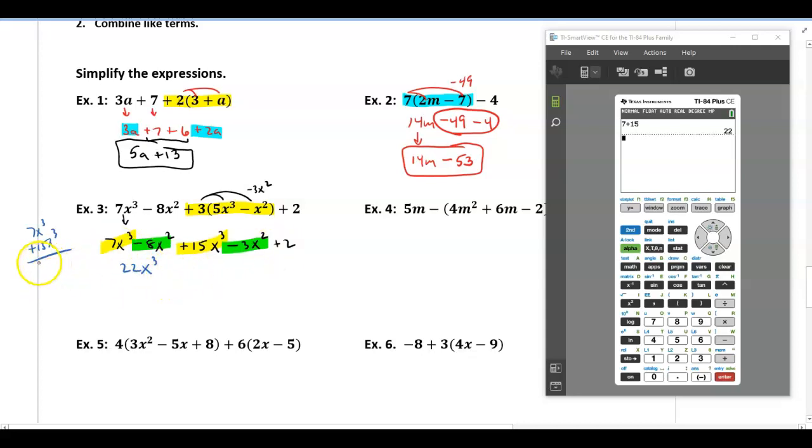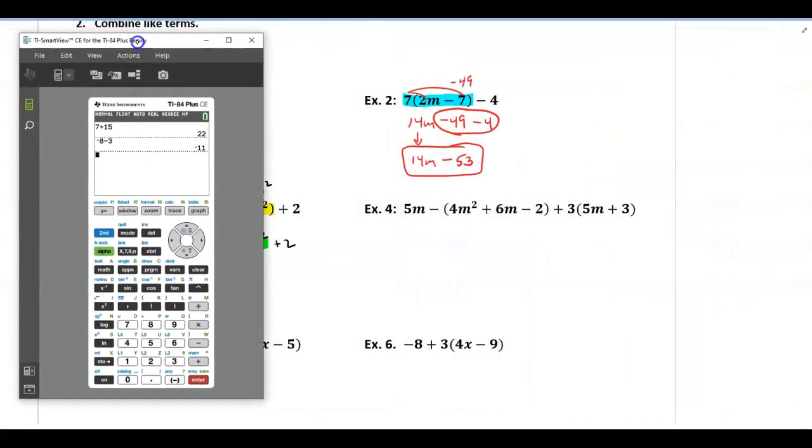Then the next one, right, is going to be, I have a negative 8x squared minus 3x squared. So I go to my calculator. Negative 8 minus 3 will give me negative 11. So I know that's negative 11x squared. Since it's negative, I'm going to come here and subtract it. And then I'm going to bring down my plus 2 because I have nothing to combine it with. Okay?